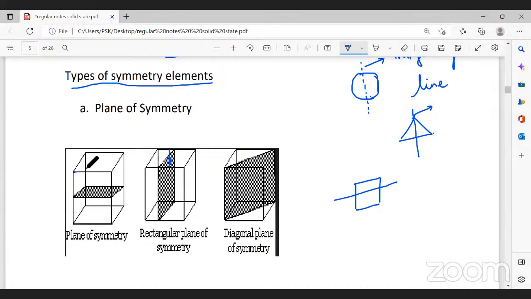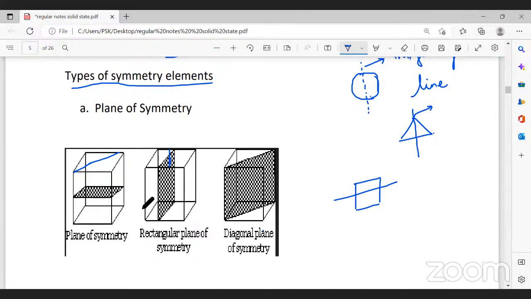It's not clear in that picture. So if we draw this corner to the other corner, and then we can divide the cube also into 2 equal halves, then we say this cube has a diagonal plane of symmetry. Plane of symmetry is nothing but an imaginary line which can divide a crystal into 2 equal halves.